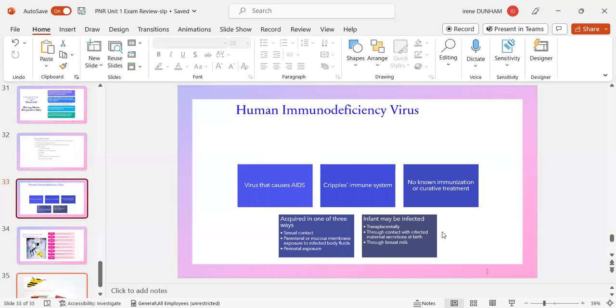Infants, yes, infants do get affected. It crosses the placenta. They get contact with infected maternal secretions at birth, and it goes through the breast milk. So a lot of times, especially on newborn tests, they'll ask about breastfeeding. They cannot breastfeed.